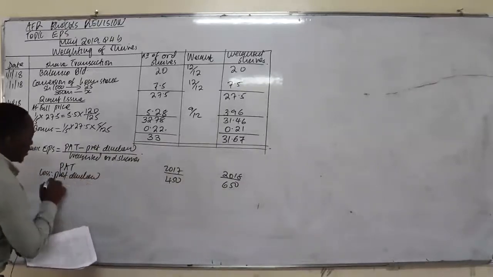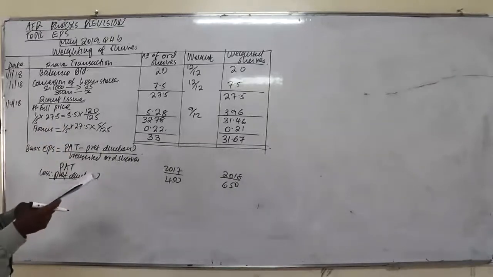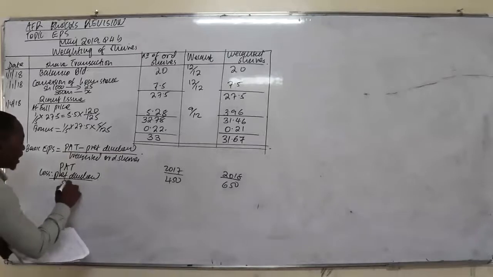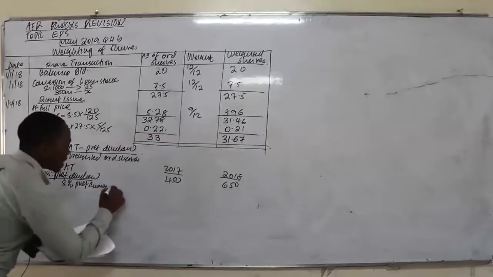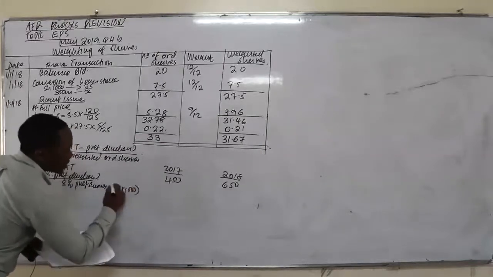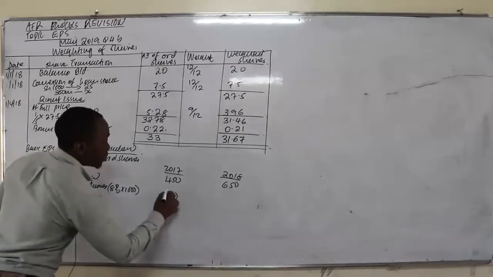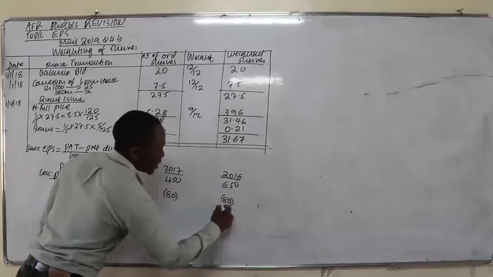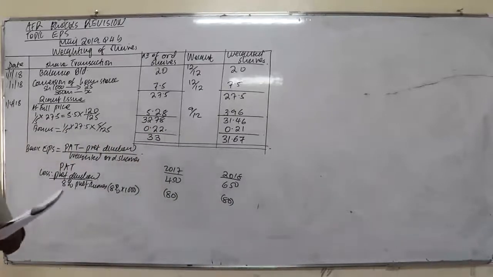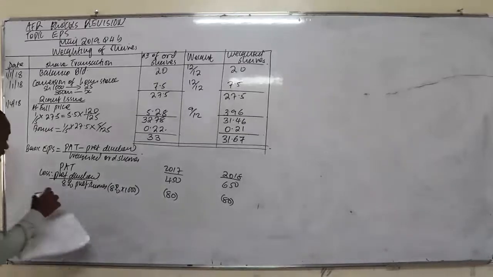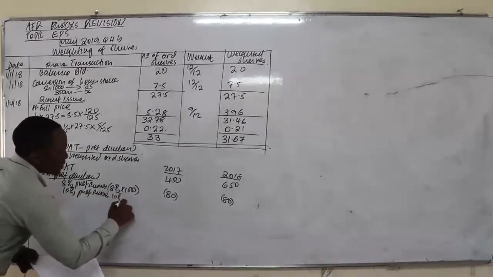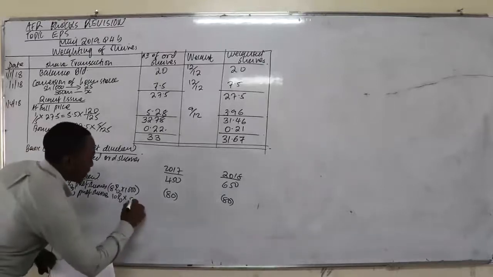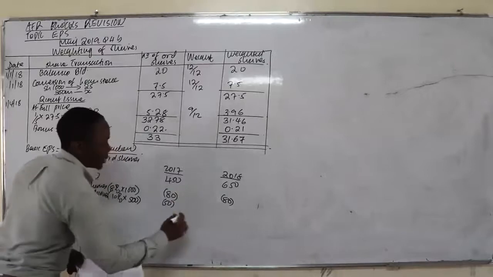Preference dividends. And we had two preference shares. Can you see 8% redeemable preference shares? So it'll take 8% of 1,000. How much is it? 80. Also 2018, the same, 80. Then we have 10% convertible preference share. We never converted any, so all of them will qualify for full dividend. So you take 10%. How much is nominal value? 500. That means you get 50.